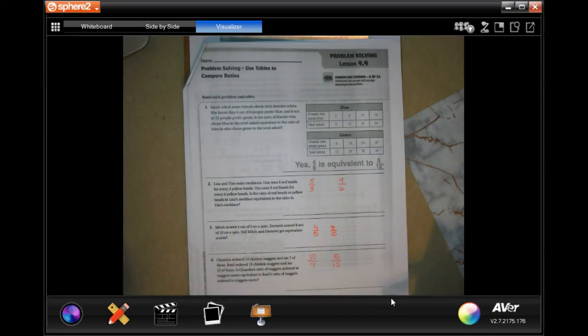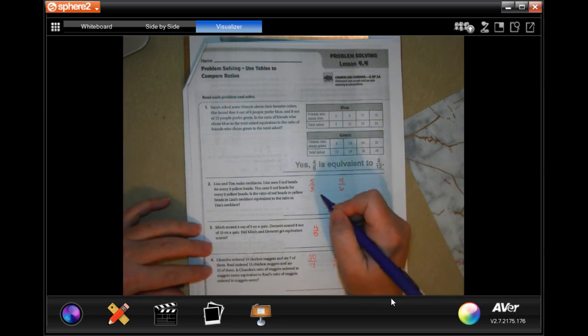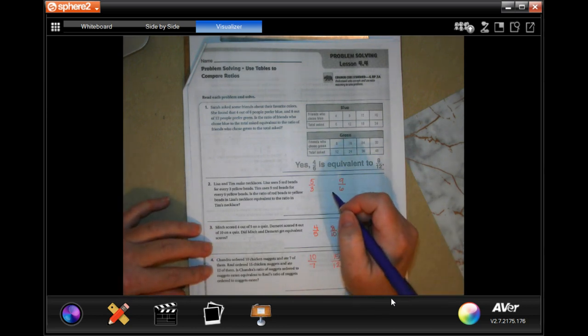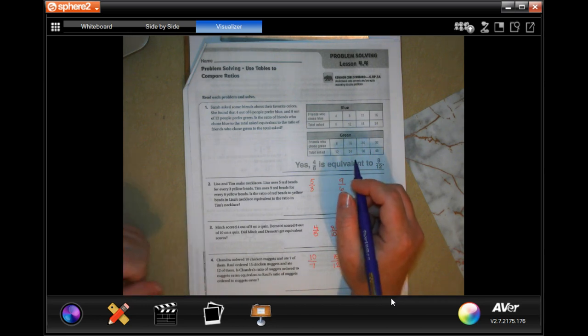We're going to go ahead and get started with number 2. It wants you to compare two sets of ratios and see if they're equivalent. If you'll remember, last time we cross diagonally multiplied and decided if they were equal.